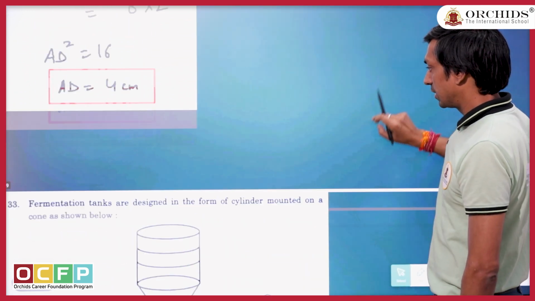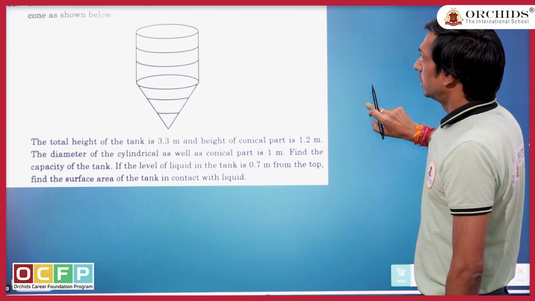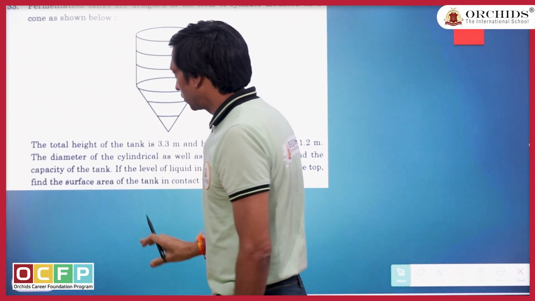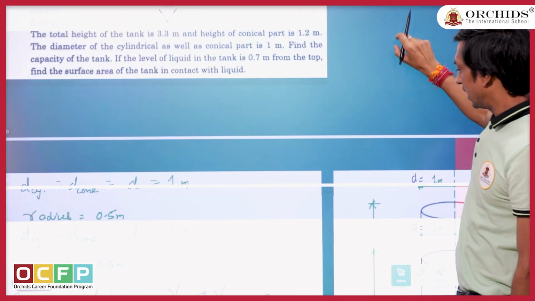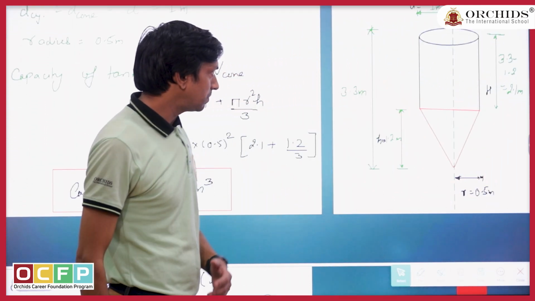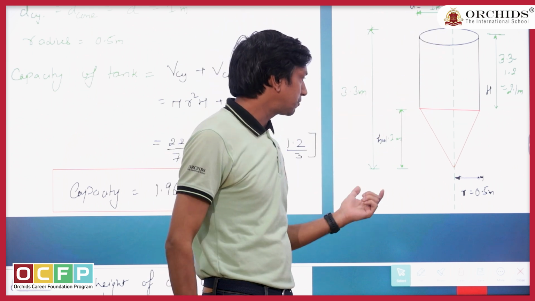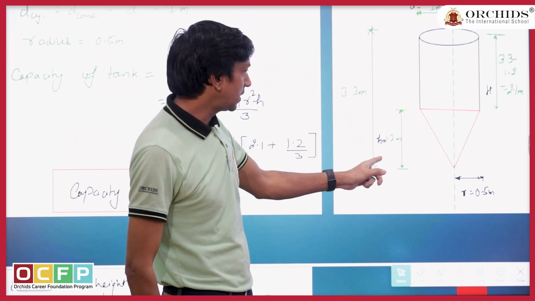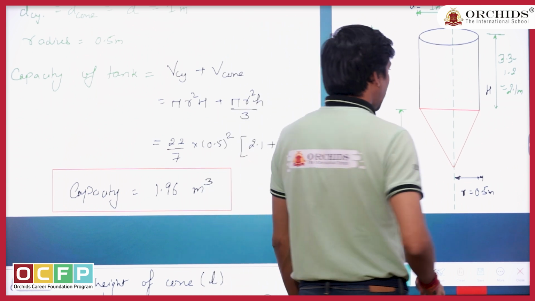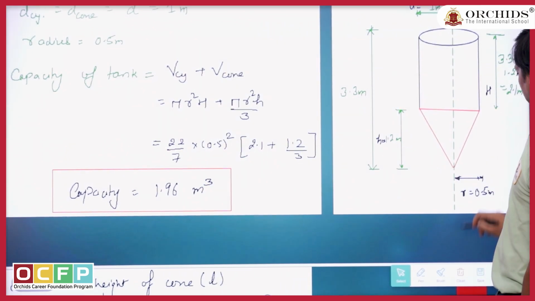So next we have the mensuration problem, where a fermentation tank is designed. I have drawn this tank in the next slide, with the dimensions given. The diameter of the tank is 1 meter, the total height of the tank is 3.5 meters, and the conical part height is 1.2 meters. If you subtract this part, the height of the cylindrical part will be 2.1 meters.